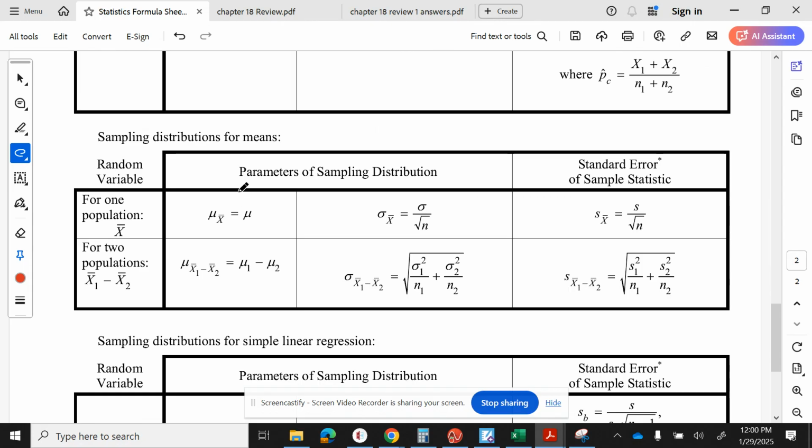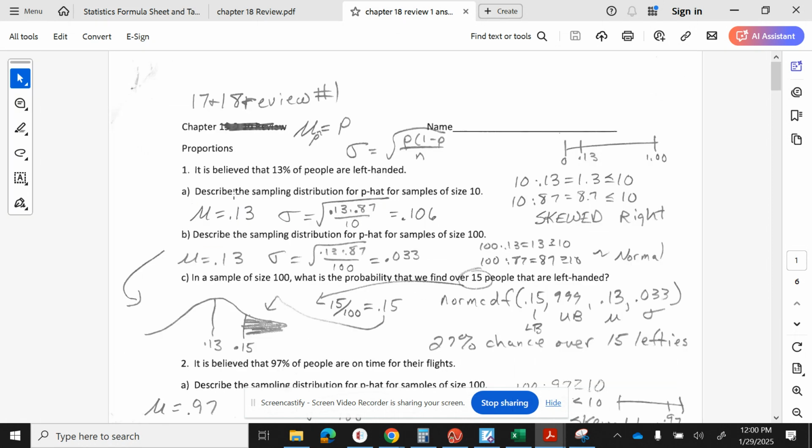For problems 3 and 4, the mean of x bar is mu and the standard deviation of x bar is the standard deviation divided by the square root of n. Make sure you have those readily available. Okay, so number one, it's believed 13% of people are left-handed.